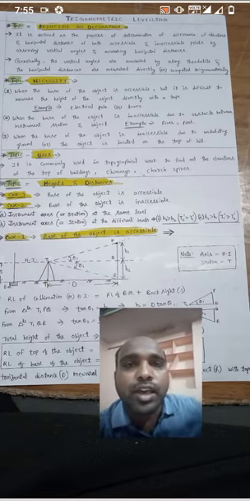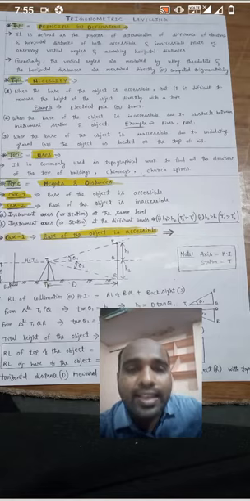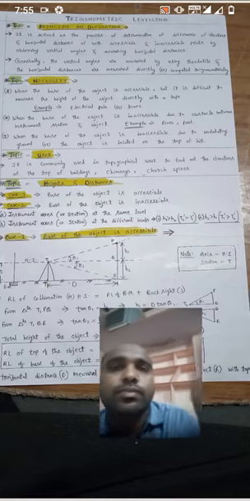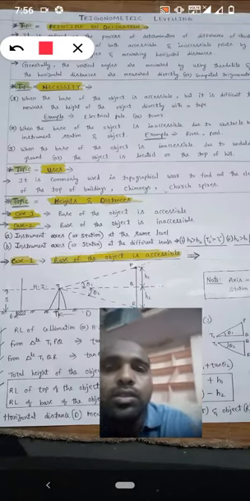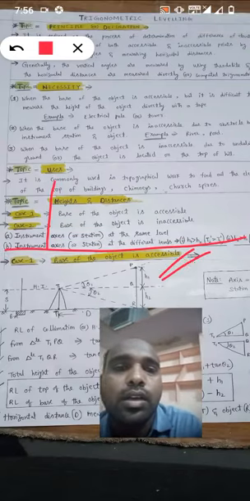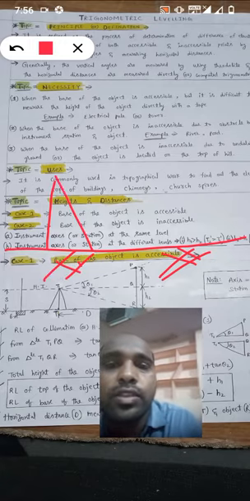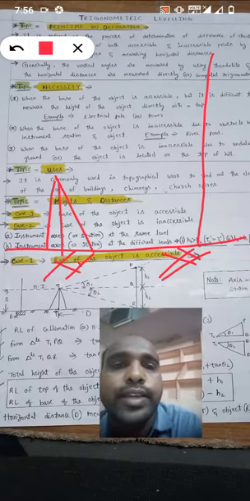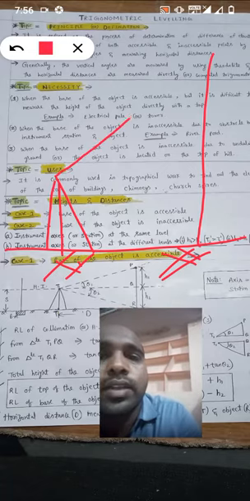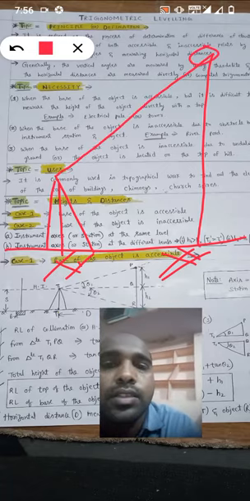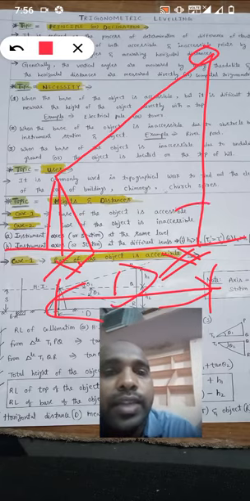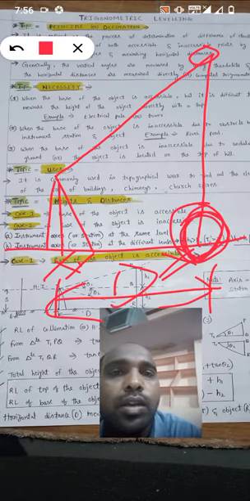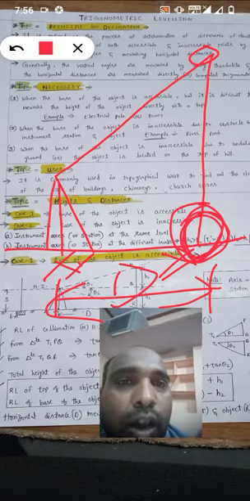When the base of the object is accessible, meaning visible. I will show in the figure: this is the ground level, this is the instrument we are putting, and this is the object. We are sighting here at this point. This is the distance we measure with the help of a tape. Here the base of the object is visible, or accessible.